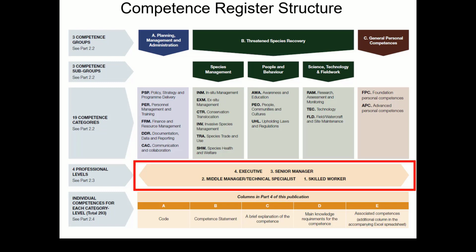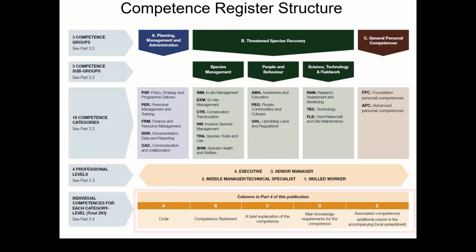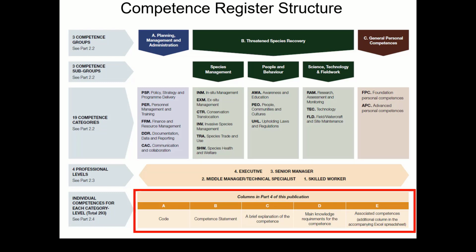Within the categories, the competencies are split into four professional levels: executive, senior manager, middle manager or technical specialist, and skilled worker. And within the professional levels are the individual competencies. There are 293 in total.